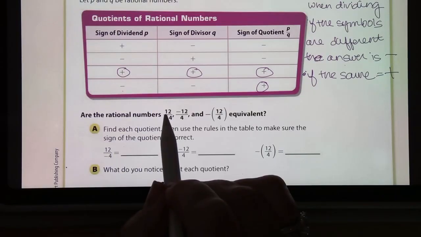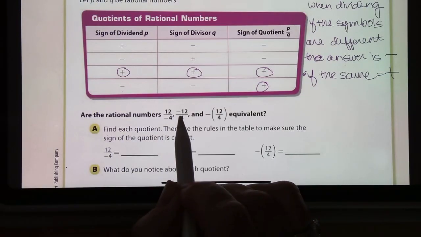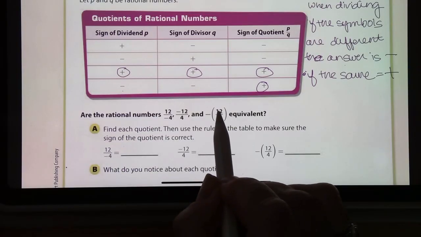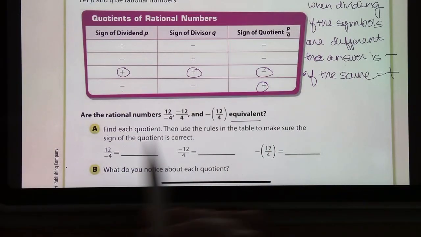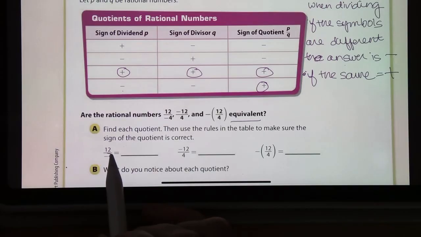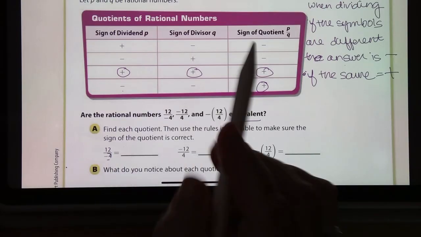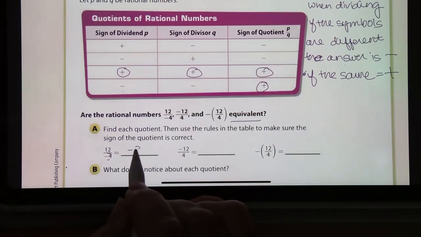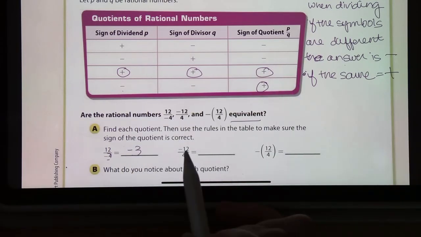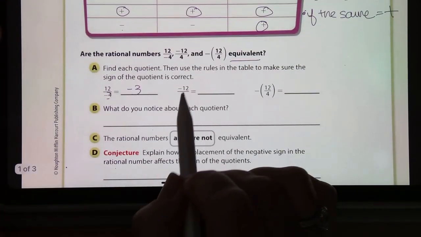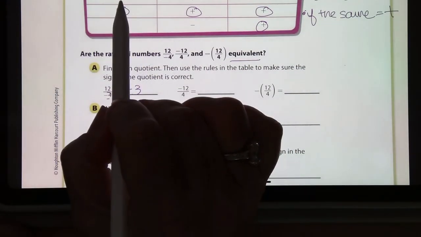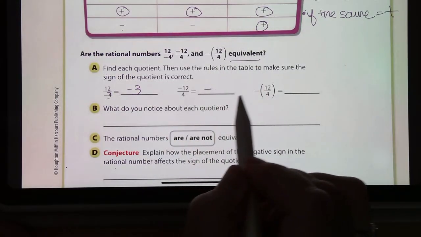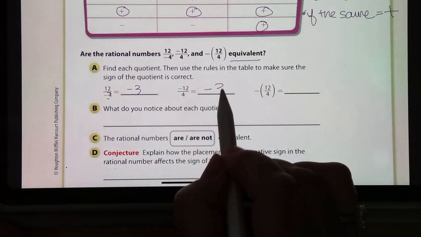All right, so I have 12 divided by negative 4, negative 12 divided by 4, and negative quantity 12 divided by 4. Equivalent? Well, if I do 12 divided by negative 4, it's a positive divided by a negative. If I have a positive divided by a negative, it's going to be a negative. And 12 divided by 4 is 3. If I have negative 12 divided by 4, that's a negative divided by a positive. It's going to give me a negative. So my answer is going to be negative. 12 divided by 4 is 3.